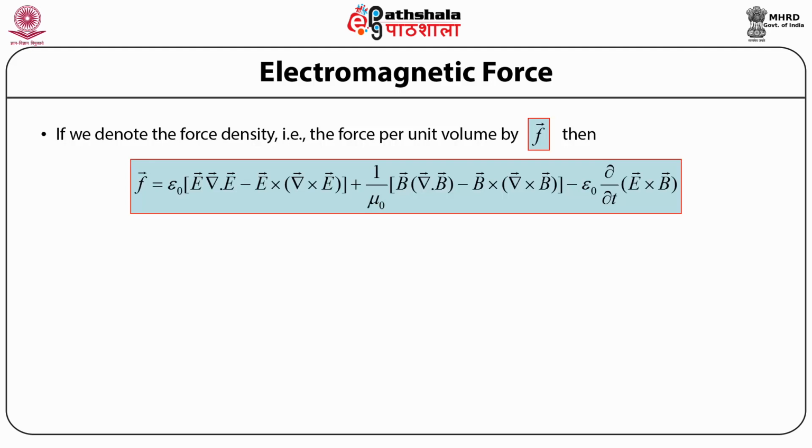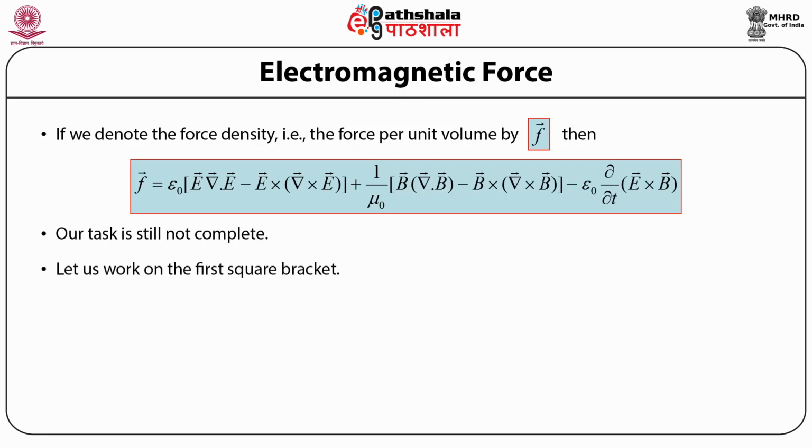Now, even though we have obtained the expression for the force density, or the force per unit volume, our task is still not complete. So now let us further try to solve these terms that occur within the brackets on the right hand side of the above equation. Let us look at the first square bracket term on the right hand side, and try to replace these vector quantities with the corresponding tensor notation.